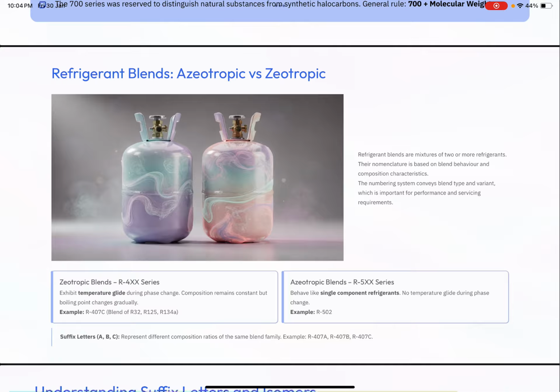For that, we need to understand that this A, B, C are suffix letters. They simply represent the different composition ratios of the same blend family. So, 407A would have R32, R125, and R134A. 407B would also have R32, R125, and R134A, but in different proportion. Similarly, 407C would also have R32, R125, and R134A blend, but in some other proportion. So just the composition ratio changes, and to distinguish between them, we have the suffix letters ABC.